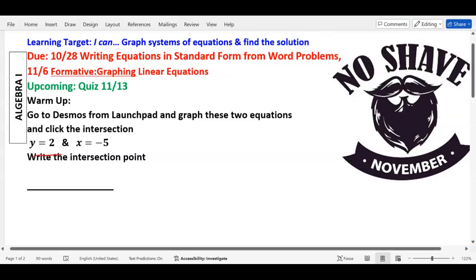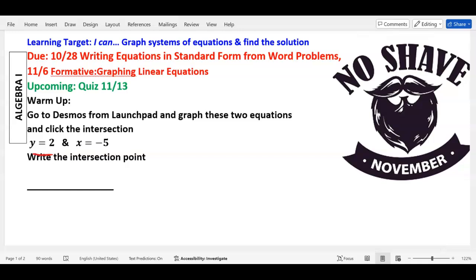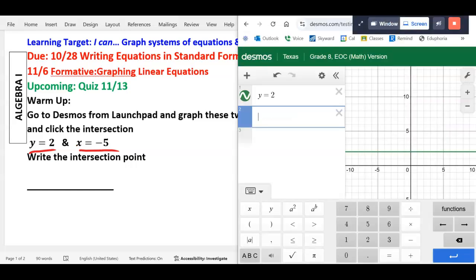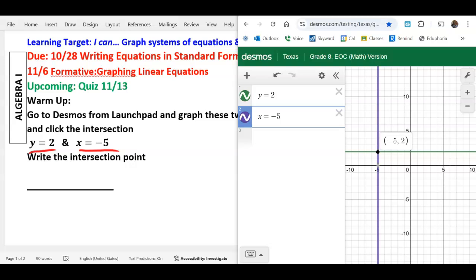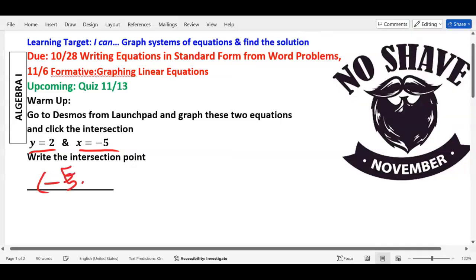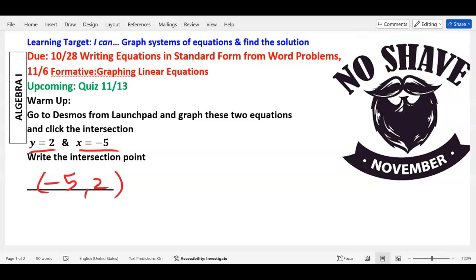Then we're going to graph x equals negative 5. We're literally just going to write x equals negative 5. When it's x equals a number, that's going to be a vertical line that goes through the x-axis at negative 5. So here's the question. What is the intersection point? It touches right here. So if you click it, it'll put a dot there, the point. Negative 5 comma 2 is the answer, which is the numbers we had for those vertical and horizontal lines, right?